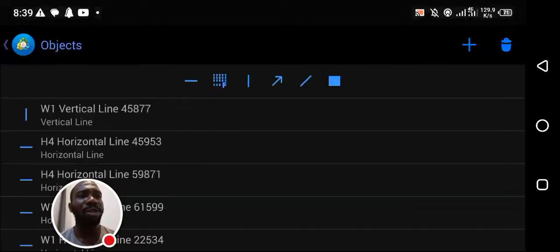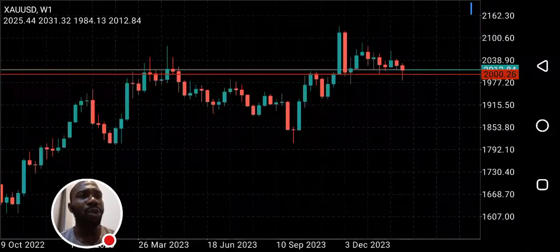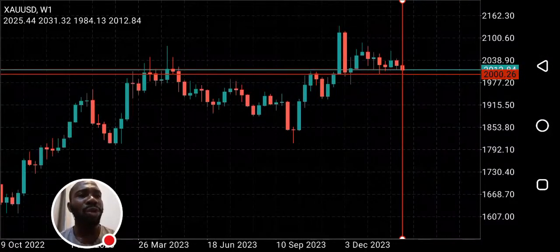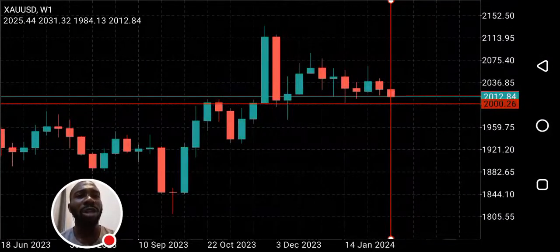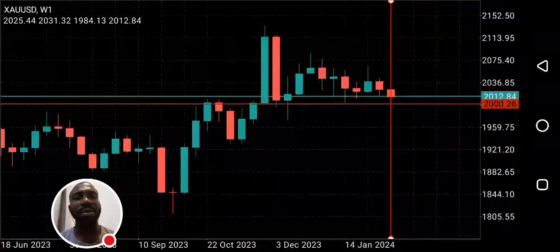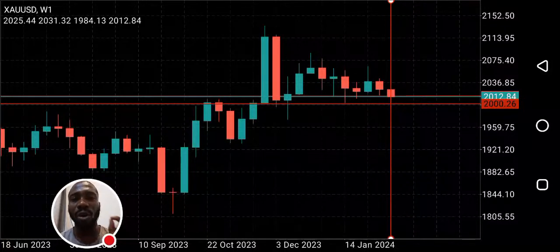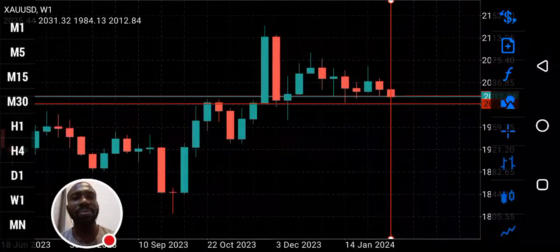So after the formation of this pattern on the weekly, what do we do? We go down to daily. Now, what are we looking out for on the daily time frame? We want to ensure that the pattern on the daily time frame is also a bullish pattern, a bullish reversal pattern. So let's go down to daily.